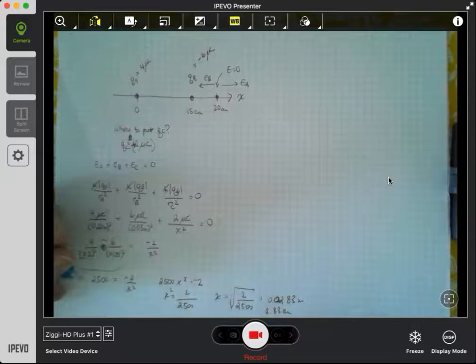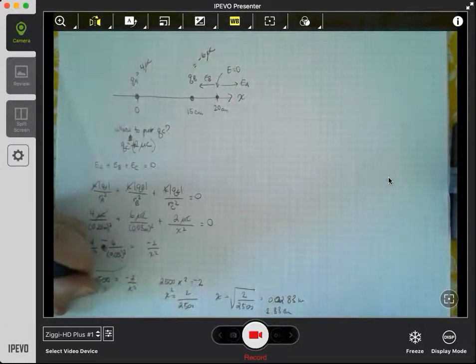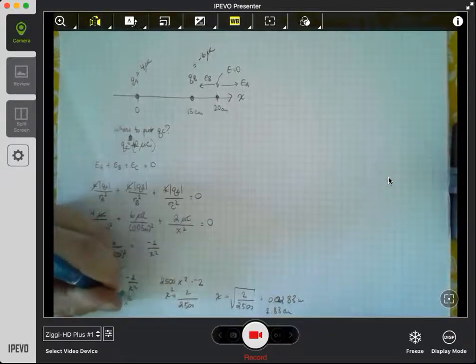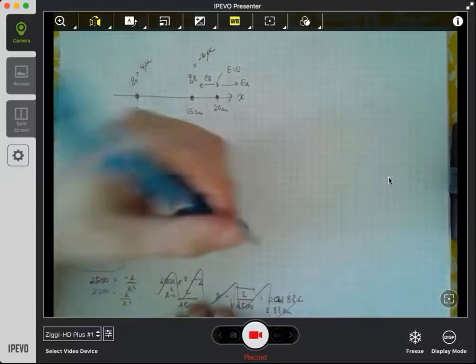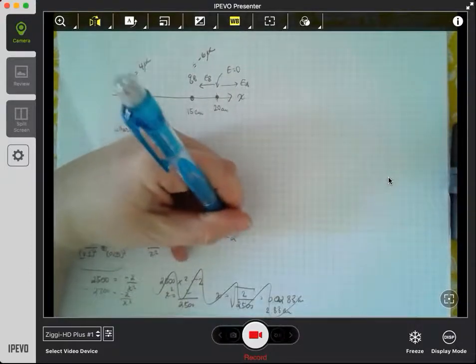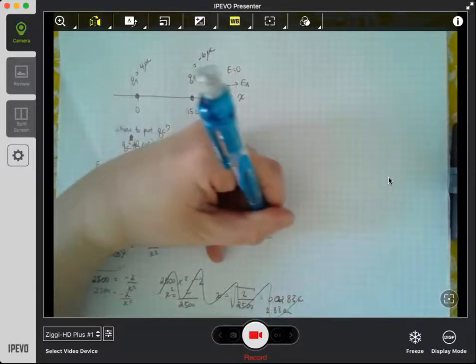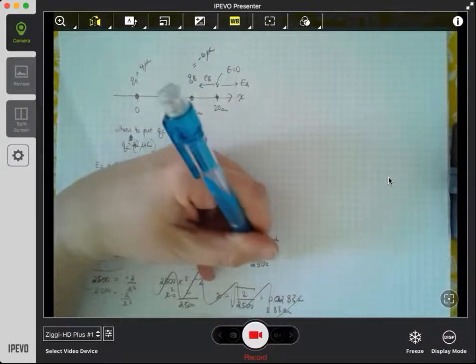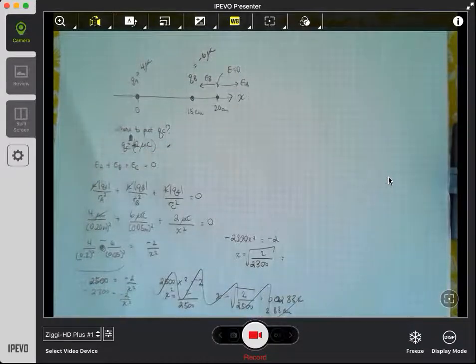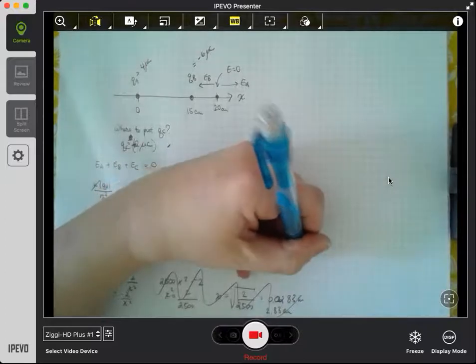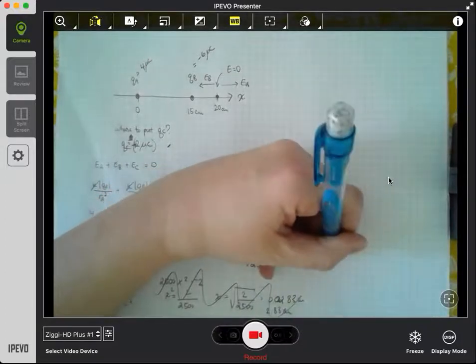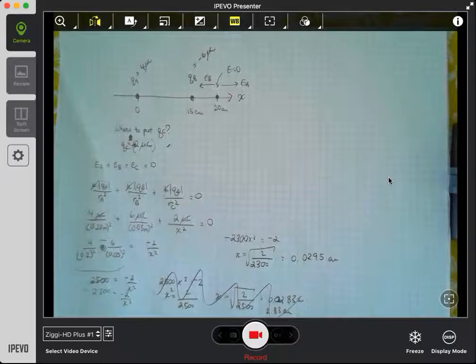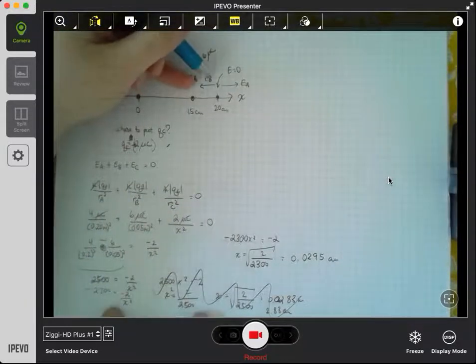All right, so this should have been negative 2300 equals minus 2 over x squared. All right, there's our problem. Okay, so we're going to get negative 2300 x squared equals minus 2. So x is equal to root 2 over 2300. Okay, so the square root of 2 over 2300 is 0.0295 meters, which is 2.95 centimeters. Okay, and the net field here is negative.